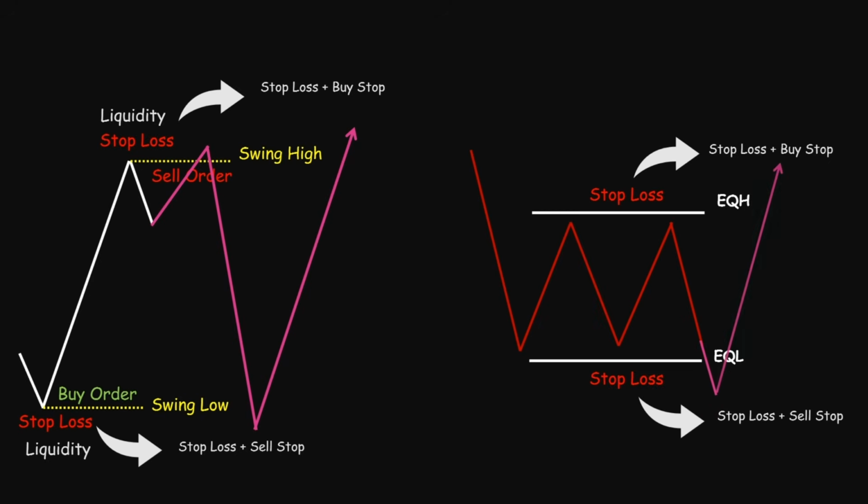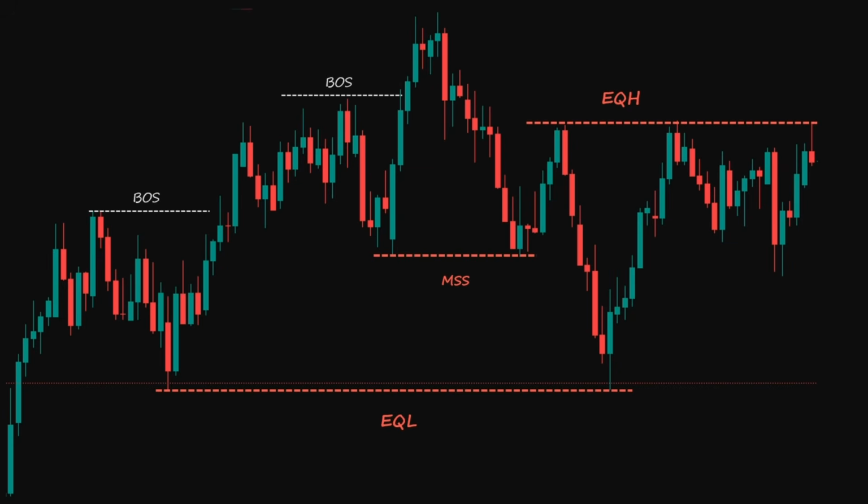Liquidity shows up in equal highs, equal lows, trend lines, and tight consolidation blocks where price is bouncing between the same levels. All of these create what we call range liquidity, and understanding that is key, because the market often takes one side of the range before driving aggressively to the opposite side. In this example, on both sides, we're sitting on range liquidity.